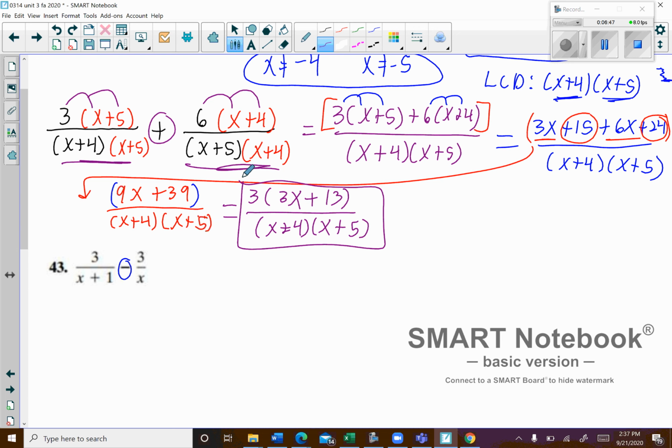Now, since I wasn't able to cancel anything out, this answer is actually correct also, but I would suggest always, if you can factor the numerator at the end, go ahead and do that, just to be sure. I factored out a 3, and it didn't end up making a difference. I wasn't able to reduce, but you always want to make sure you do that, just to be a little extra careful.